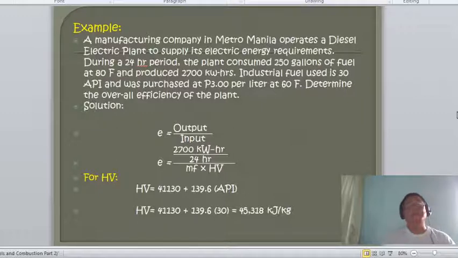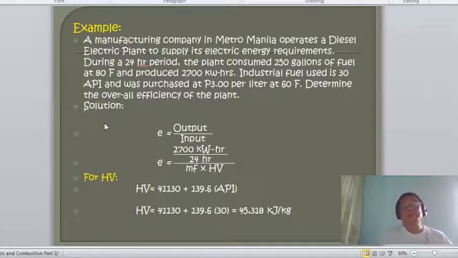The definition of the thermal efficiency or overall efficiency equals output divided by input. So, we have here the energy output. In 24 hours, that is 2,700 divided by 24, because the plant operates 24 hours a day, divided by the energy chargeable, which is equal to the mass of fuel consumed multiplied by the heating value. Take note, the mass of fuel consumed here is the fuel consumed per hour.